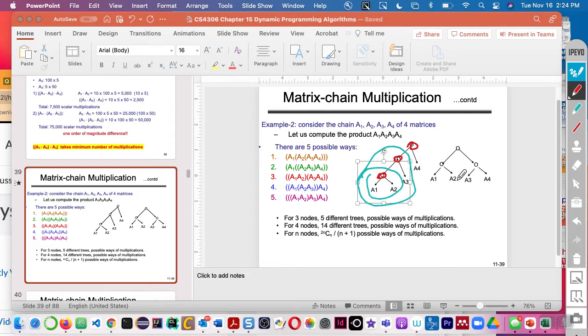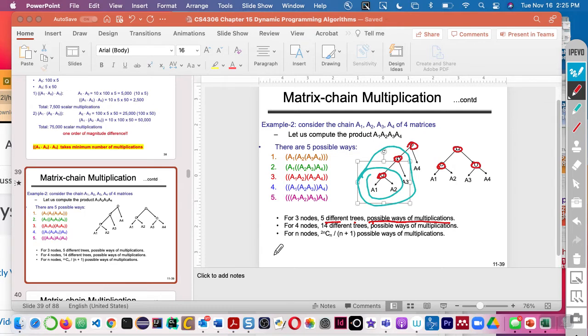For instance, A1 and A2 are multiplied, and we get 1 node. Then A2, A3 and A4 are multiplied, we get another result, and these 2 will be multiplied to give this result. So you see that there are 3 nodes. If you draw a multiplication tree, then for 3 nodes there are 5 different trees, that means 5 possible ways of multiplication. For 4 nodes there will be 14 trees, that means 14 possible ways of multiplication.